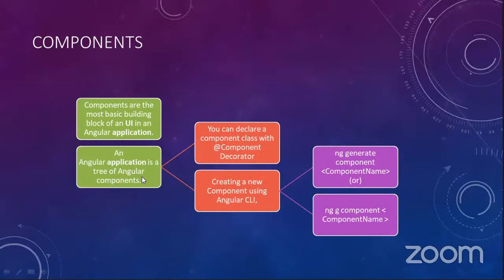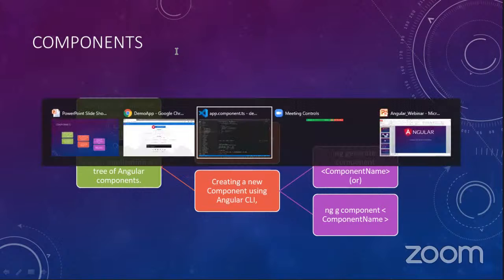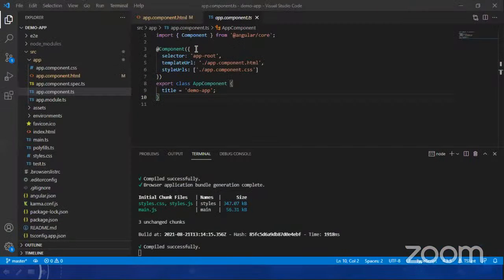An Angular application is a tree of Angular components. Of course, you can declare a component class with the component decorator. Every component you can see will start with this, which is a built-in thing you need to import from Angular core. So you need to use the component decorator. We will talk about this, so don't get confused. Every class will follow TypeScript, which follows the latest JavaScript concepts under classes, and every class will be preceded by the component decorator.